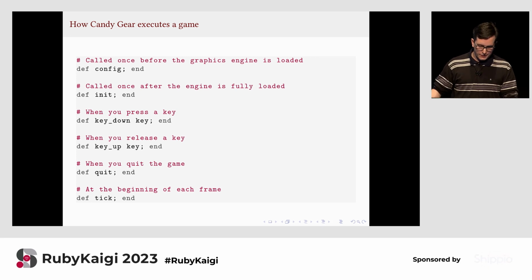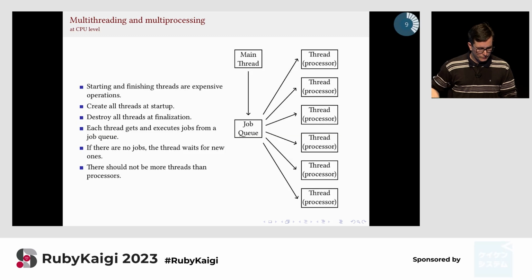And then there is the tick method in the end that is called every single frame. So the main game logic comes here. And there are 3 callback methods here: key down, key up, and quit. They are called when the game receives some input from the player, like if he is quitting the game, pressing a key, or releasing a key. Those methods are going to be called.